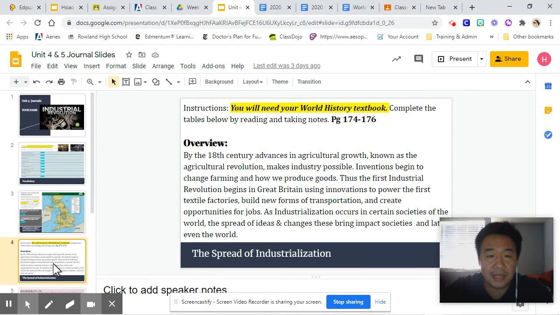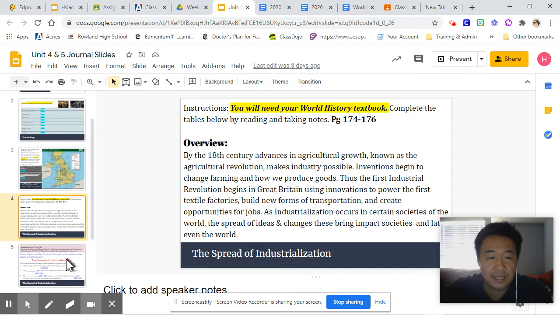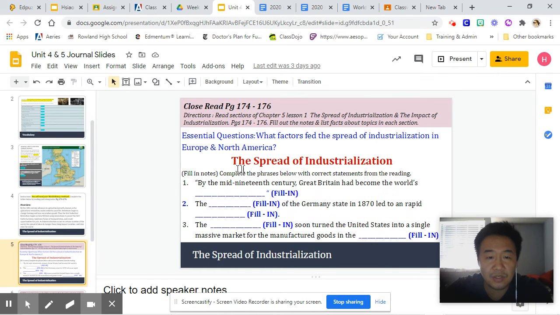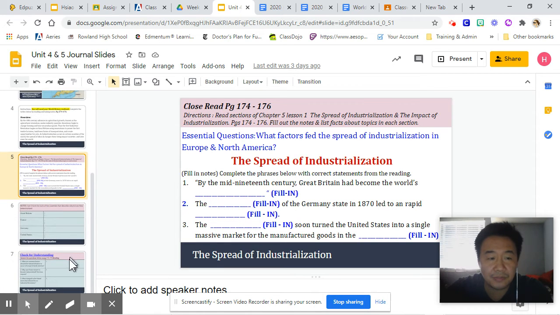Following that, you will also have an overview. The next couple of slides are on pages 174 to 176, and you'll be taking notes. This is to help you understand the spread of the Industrial Revolution. On pages 174 to 176, you're going to complete these charts. First, there's a fill-in chart, where you try to find these terms in the next couple of pages and complete the sentences based on the notes.